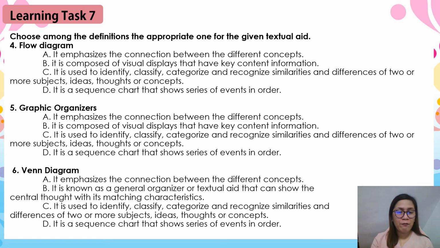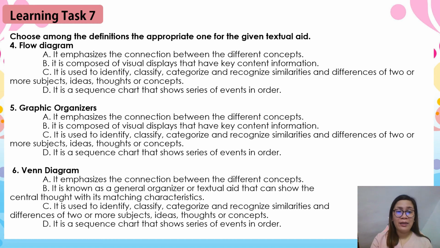Number 5. Graphic organizer. Is it A? It emphasizes the connection between the different concepts. B. It is composed of visual aids that have key content information. Letter C. It is used to identify, classify, categorize, and recognize similarities and differences of two or more subjects, ideas, thoughts, or concepts. Letter D. It is a sequence chart that shows series of events in order.